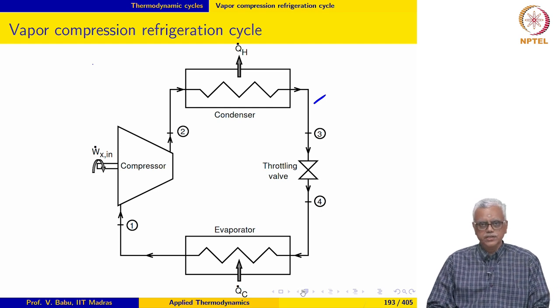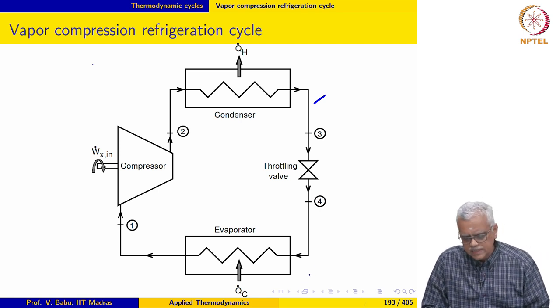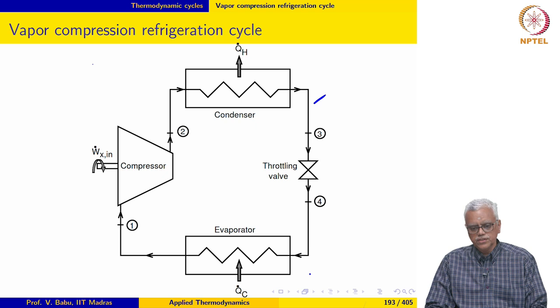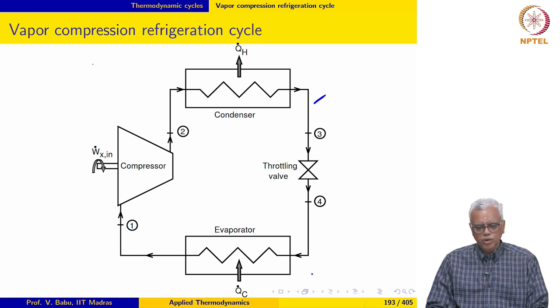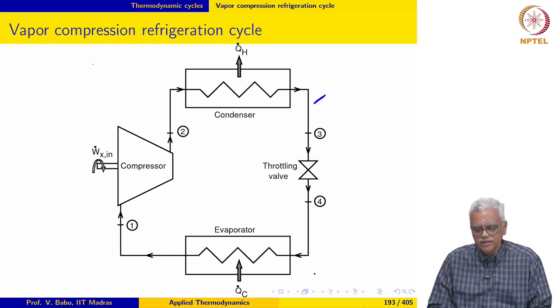And what we are going to discuss today is the cycle that is used in domestic refrigerators and domestic air conditioners. Okay, this was discussed in detail in the previous course. So, for those of you who have not gone through that material, I suggest that you go through the module on the vapor compression cycle in the previous lecture. But we will quickly recap whatever was said there.